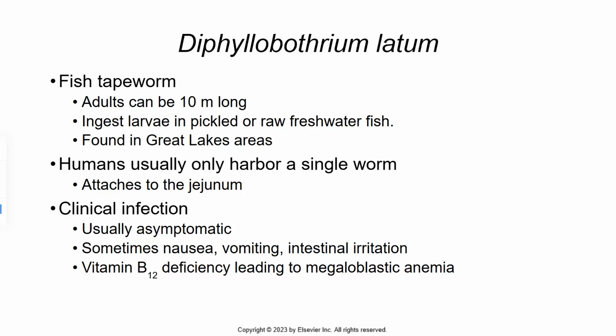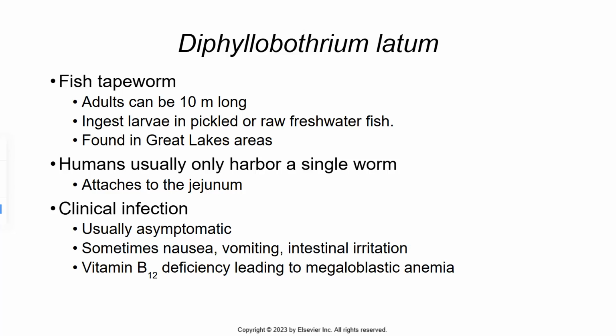Diphyllobothrium latum. So this is the fish tapeworm. Adults can be 10 meters long. You ingest the larvae in pickled or raw freshwater fish, and this is found in the Great Lakes areas. Humans usually harbor only a single worm. It attaches to the jejunum of the small intestine. Clinical infection is usually asymptomatic, but sometimes can cause nausea, vomiting, intestinal irritation, and vitamin B12 deficiency leading to megaloblastic anemia.